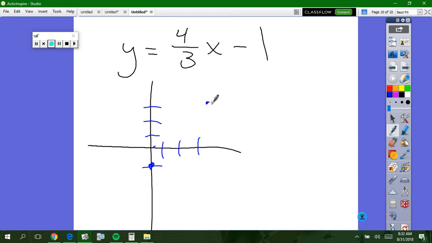Maybe I don't want to rise and run anymore 4/3. What can I also do? I can go down 4, run a -3, couldn't I? Notice I have my 3 designated points. I can go ahead and graph that.